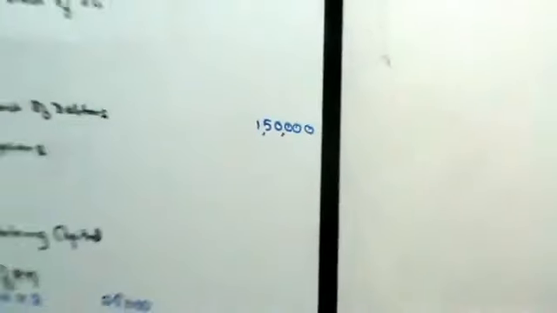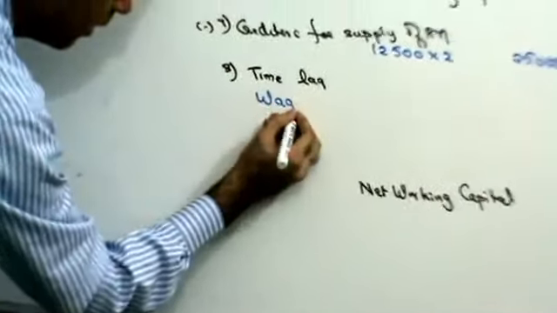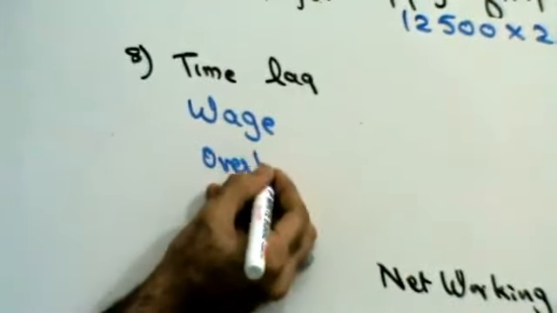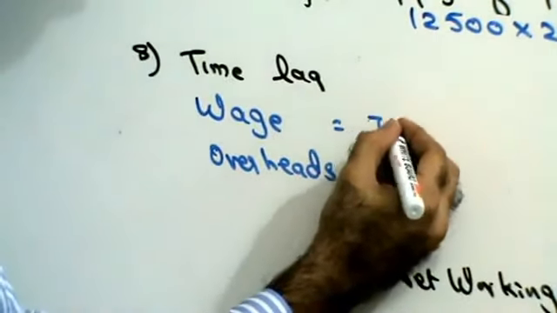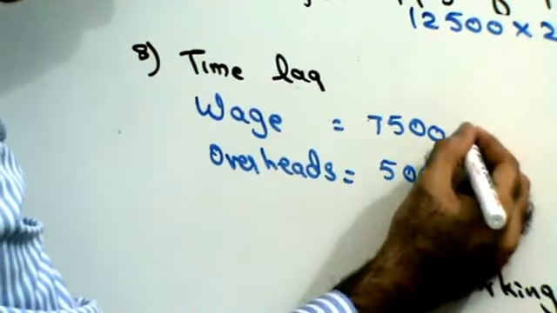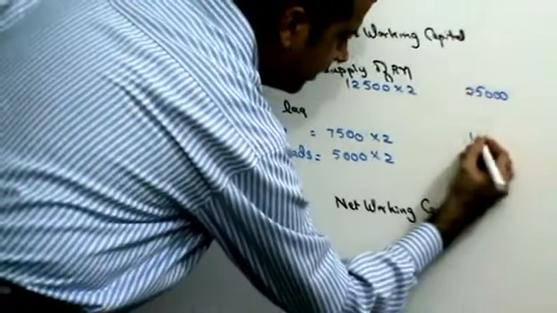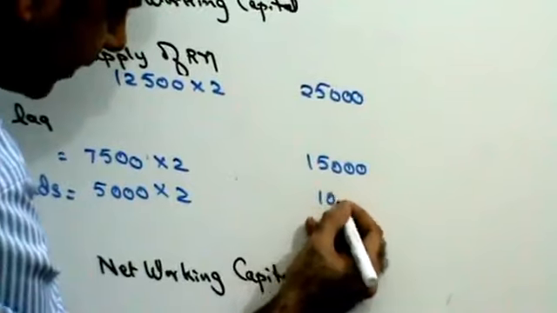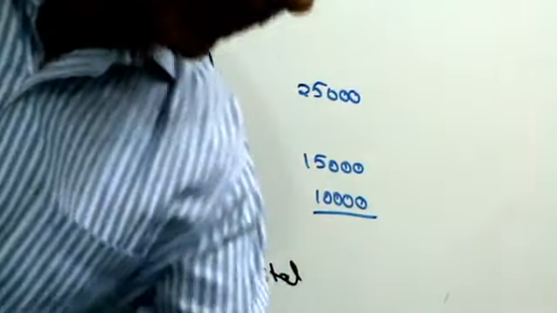Fine. Let's move on ahead, guys. Outstanding for wages and overheads is 2 weeks. Wages is 7,500, overheads is 5,000, for 2 weeks each. So this is 15,000 and 10,000. This finishes your sum. Let's tally, guys.